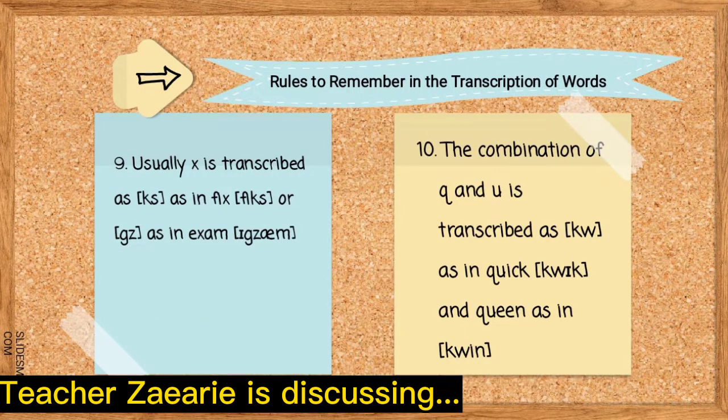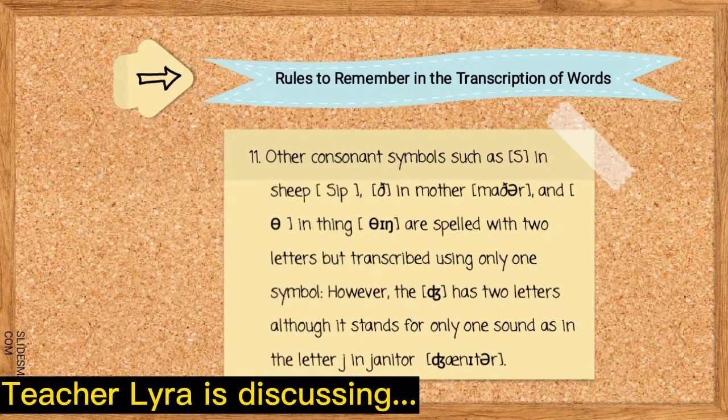Number 9. Usually X is transcribed as [ks], as in fix or exam. Number 10. The combination of Q and U is transcribed as [kw], as in quick and queen. Rules to remember in the transcription of words. Number 11. Other consonant symbols, such as SH in sheep and TH in mother and thing, are spelled with two letters but transcribed using only one symbol. However, the J has two letters although it stands for only one sound, as in the letter J in janitor.